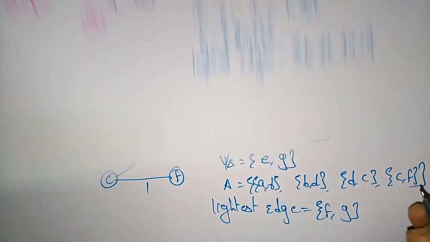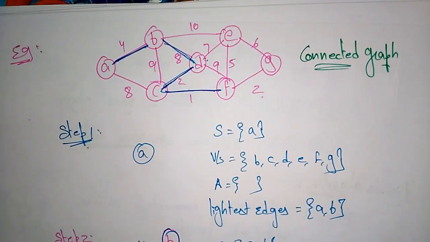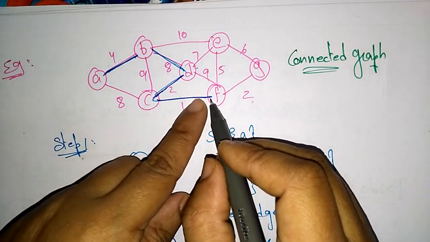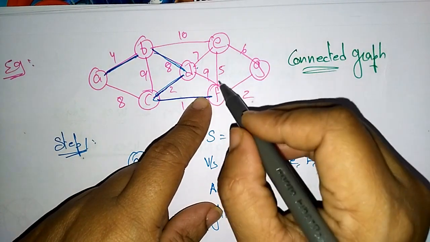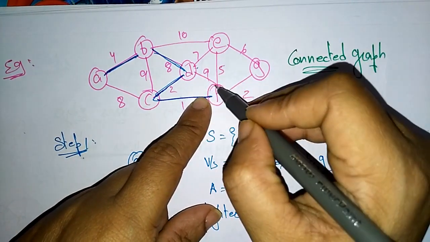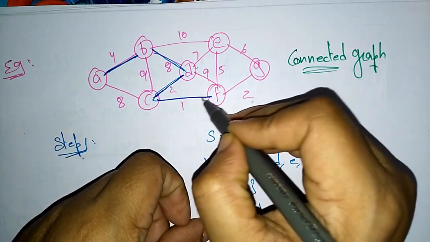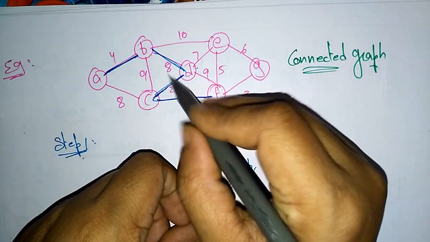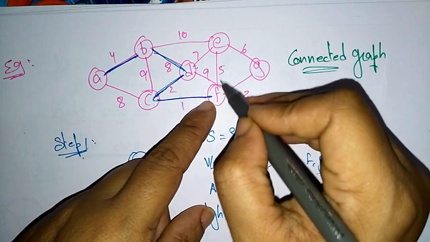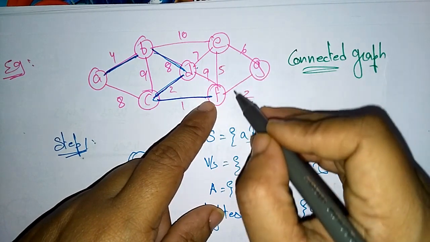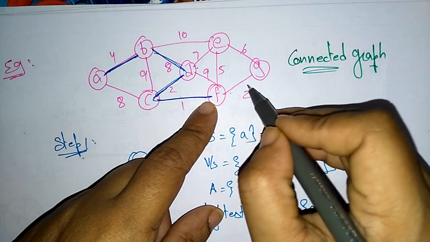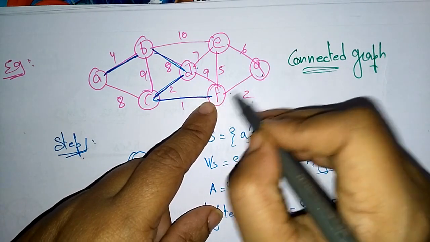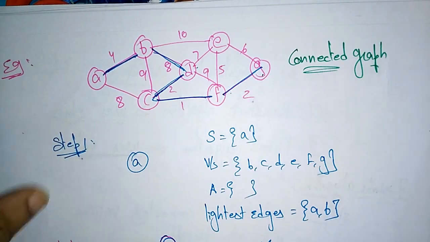Why is it FG? See here. In this connected F, what is adjacent to F? We have to see the adjacent vertices to F: G, E and D. If I take D, it becomes a closed loop, a closed circuit, so this is not possible. And if I take E, but when compared between E and G, the lightest weight, the lesser weight, is G, which is 2. So I am taking this FG.